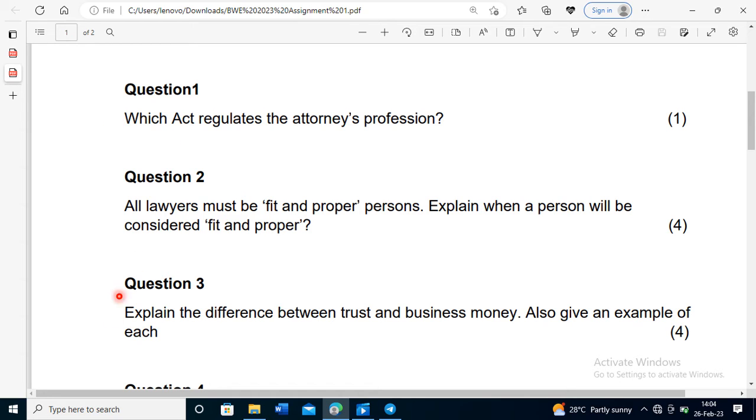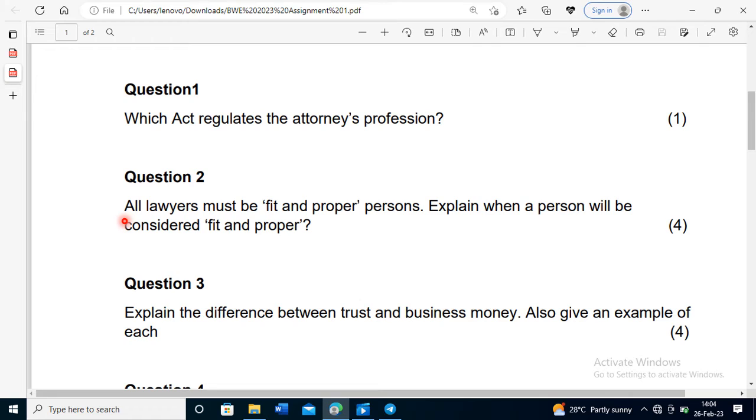Then let's go to question number 2. Question 2. All lawyers must be fit and proper persons. Explain when a person will be considered fit and proper. For this one, they just want you to talk about the fitness of a person. Persons means people, because when it comes to law, you'll understand that persons can be people, if you have done PVL. But if you are still going to be doing PVL 1501, you will say that persons is people. So even a subject is a person.